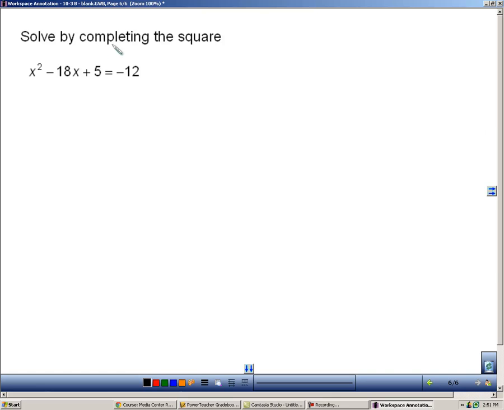Here's another example we'll solve by completing the square. I'm going to move this 5 away so that I can make room for the perfect square trinomial that I'm going to create. So I'm going to subtract 5. That's going to give me a negative 17 over there. So the first step in completing the square is taking half of b. My b is negative 18, and half of that is negative 9. Step 2 says to take that number and square it.